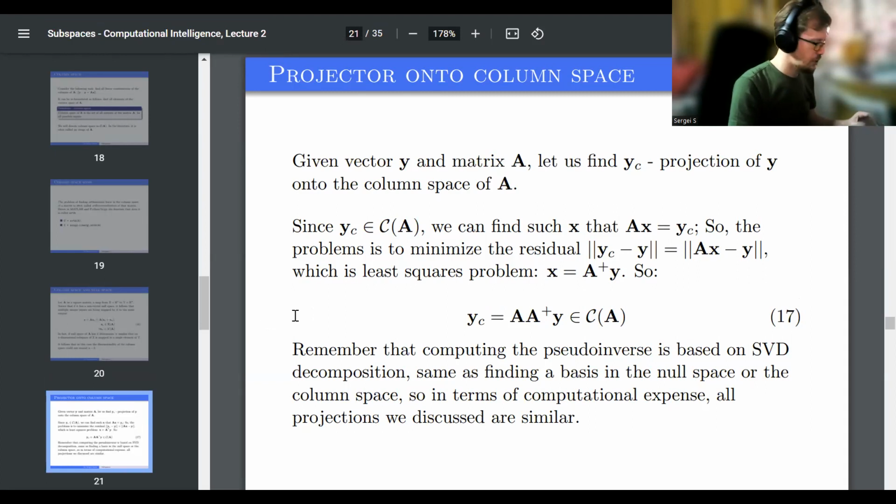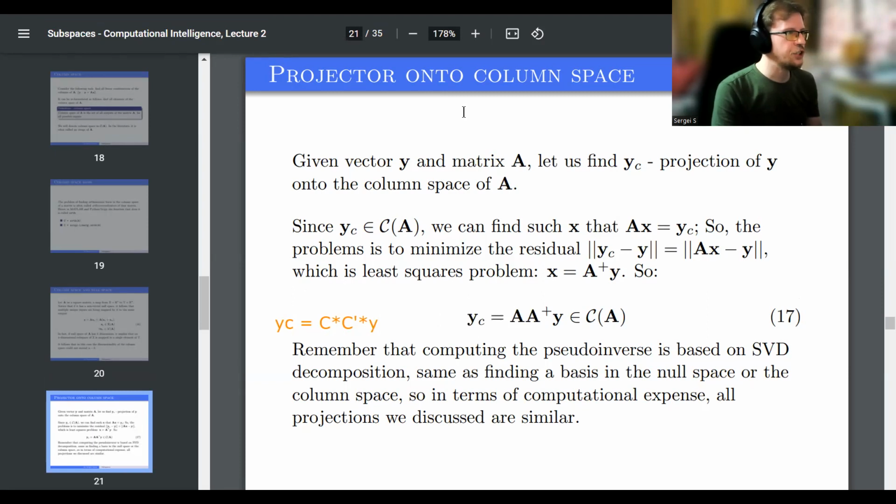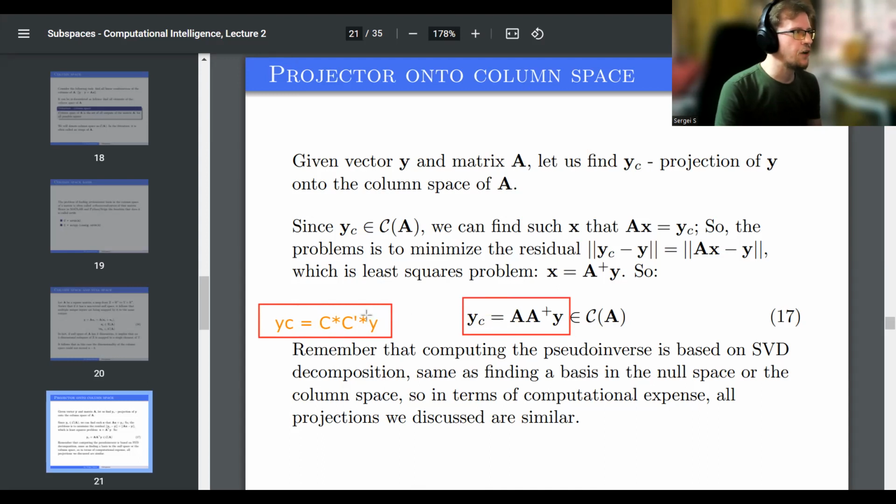So yc equals C C transpose y. When I type, I will always use the apostrophe for transpose. So this is also a way to project. But this is not going to be computationally much better than this. It can be a little bit better, especially if you make this computation step by step, like you first compute this, then you compute this, then you can save some computations, right? But there is no overwhelming advantage of doing it this way over doing it this way, because both use SVD. Okay.